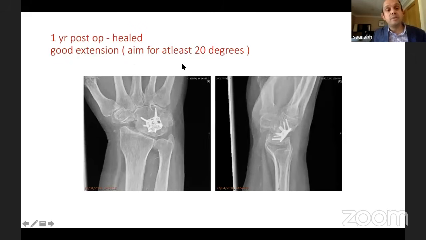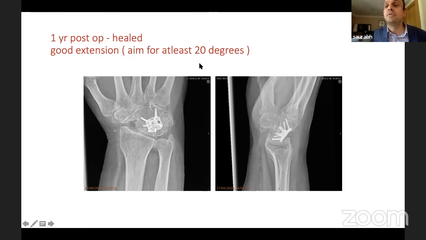And then if I show you, it's the same patient after 1 year. This slide shows you all the bridging trabeculae is nicely healed and all the nice screws. But now you can see the extension. So he can extend very nicely to 30-40 degrees. And this is not him trying to extend and show me how much extension he gets, this is him going for a casual x-ray. So you have to aim for at least 20 degrees.